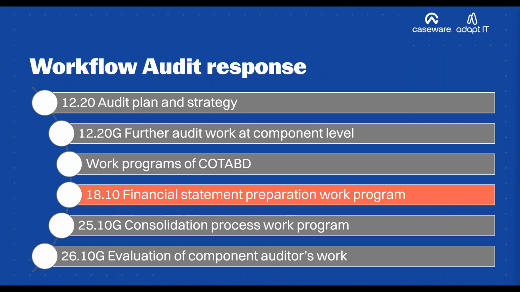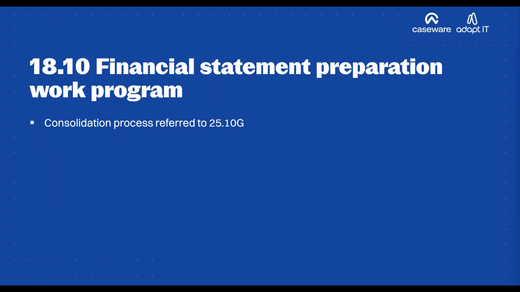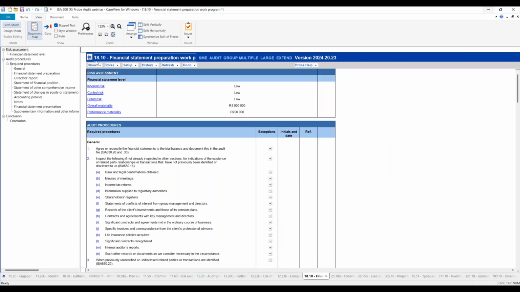So the first thing I want us to look at is the financial statement preparation work program. This is a work program we'll have in any case, but there is a prompt for you, a reminder basically, to say don't forget to audit the consolidation. There's just one quick reference there, and I'll show it to you. In 1810, this is of course our general work programs.